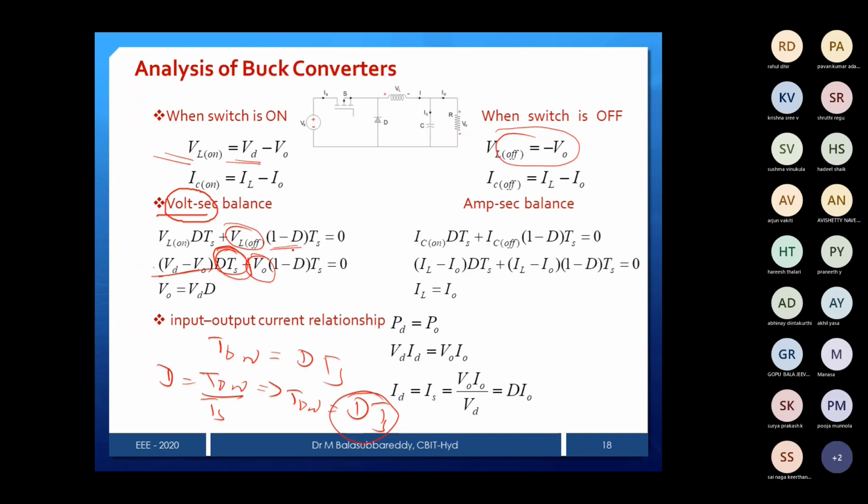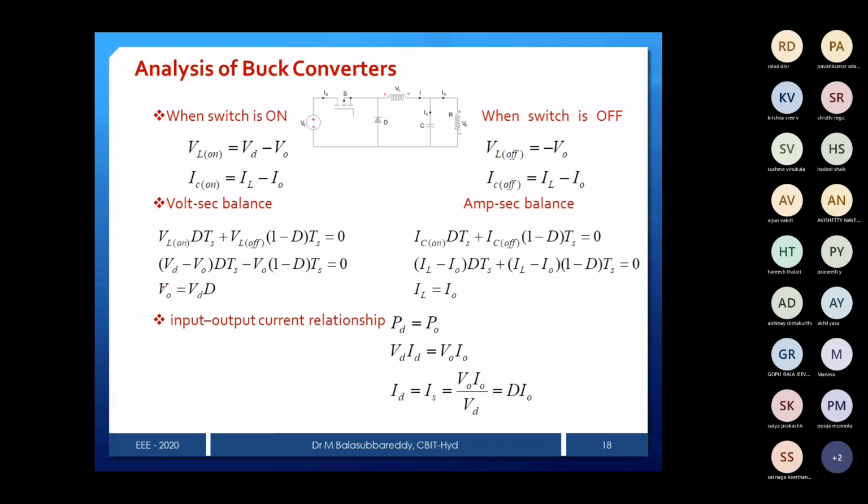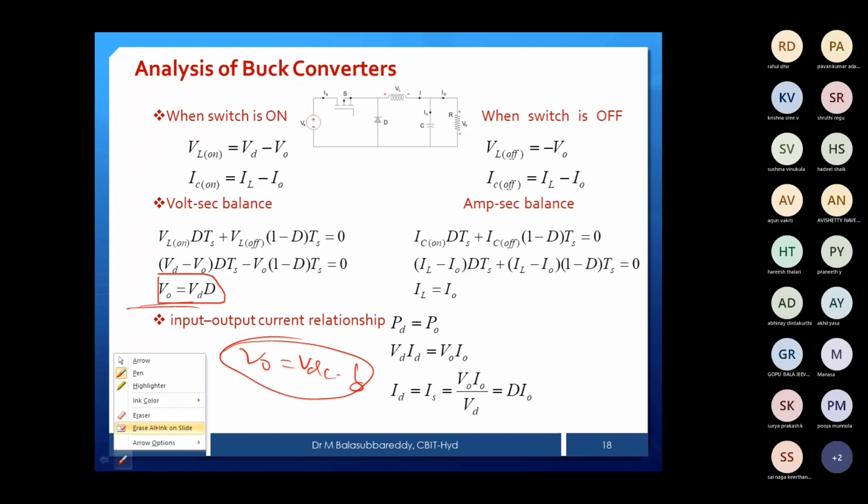So what is the off duration? That is equal to 1 minus D into Ts. This is already derived, because T on plus T off is equal to Ts. From this, T off is equal to 1 minus D into Ts. So now that is equal to 0. If you simplify that equation, you will get Vout is equal to VDC into delta. As you noticed in the previous one also, Vout is equal to VDC into delta. Now the same formula arrives here. From this I can say that it is a step down chopper.